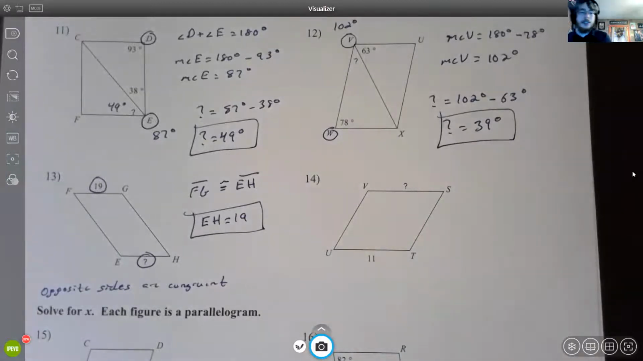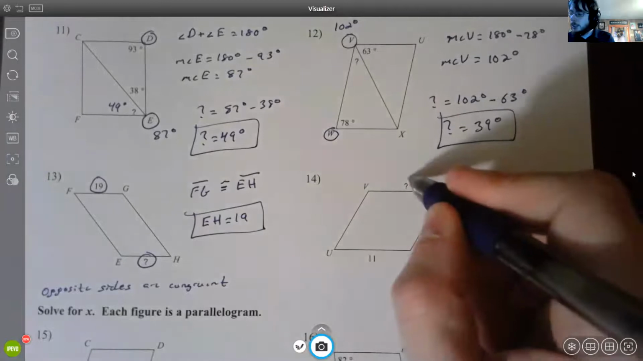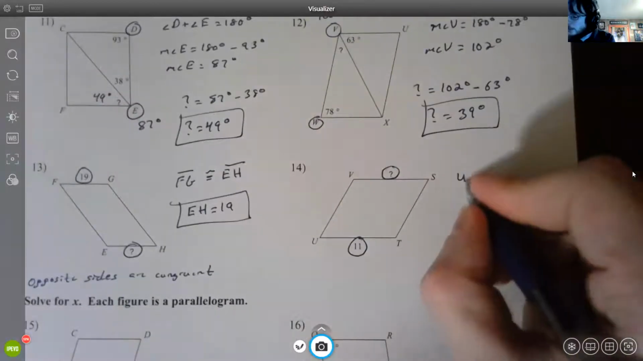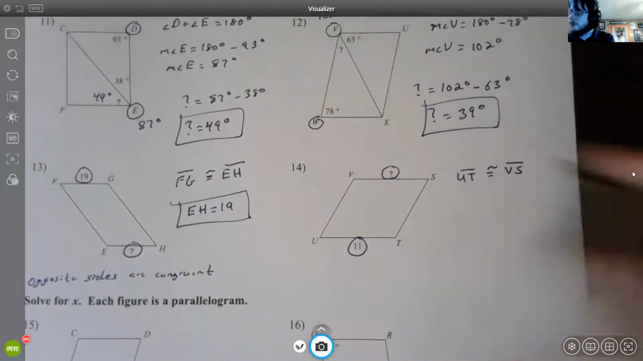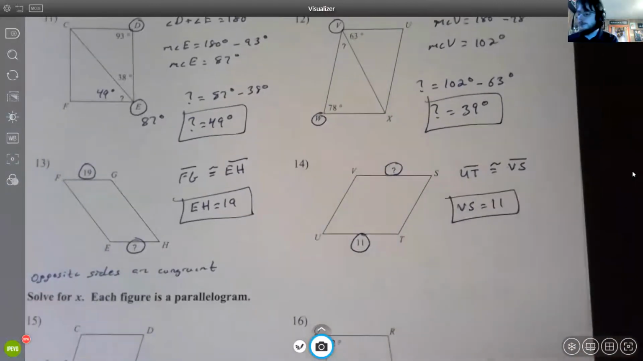So then number 14, do that one on your own, come back and check it. So number 14, we see that VS is our missing side, and we want to find VS, and we're given UT to be 11. Well, UT is opposite of VS, so that means they're congruent. UT is 11, so that means VS must also be 11. So opposite sides on a parallelogram are congruent. Doesn't matter which parallelogram you're dealing with.